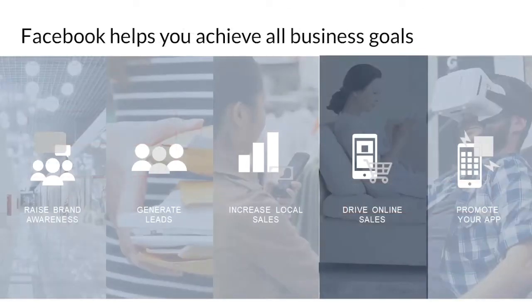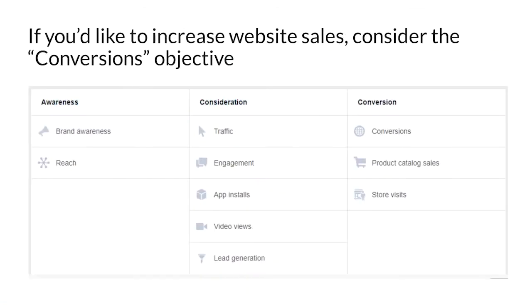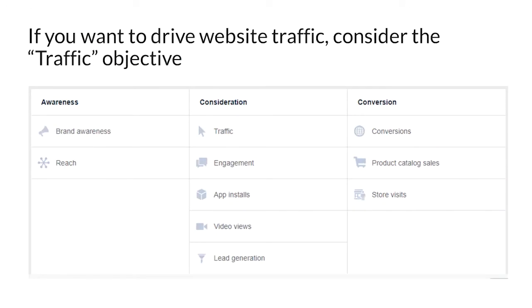For generating online sales, you could select these three options. First, you need to select conversions. The conversions campaign objective optimizes your campaigns for sales. But if you just want to drive people to your website and let your website do the rest, you can select traffic as the campaign objective.